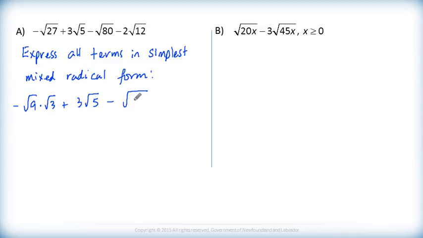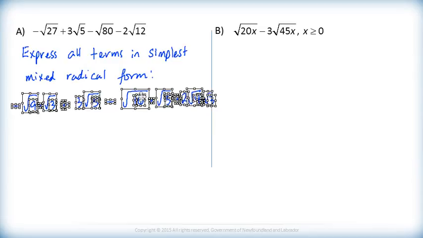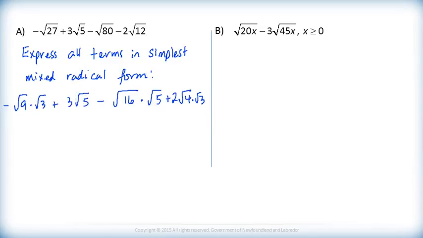The 80 we can think of as square root of 16 times the square root of 5. And the 12, plus 2 root 4 times root 3. Now, square root of 9 is 3, so we really have negative 3 root 3 here, plus 3 root 5 minus root of 16 times root of 5, which will give us 4 root 5.